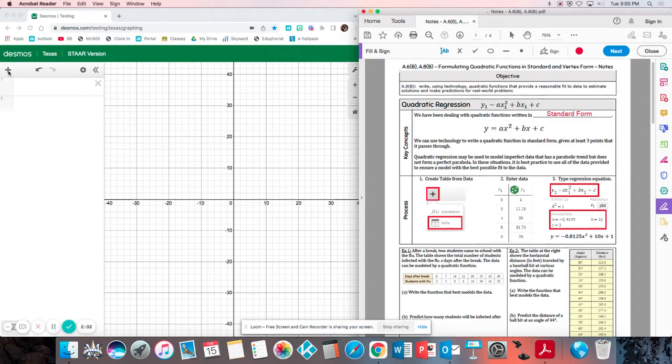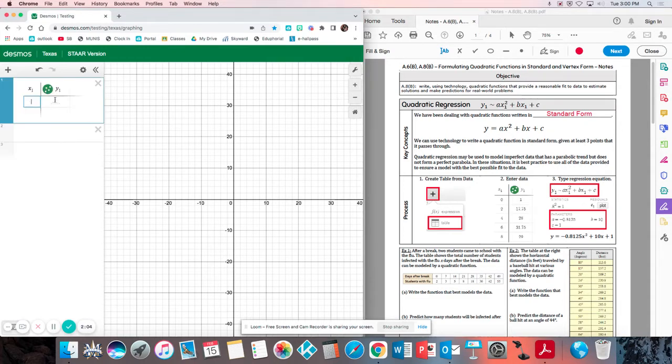In order to use the technology, first thing you do is I have some data that I'm going to use as a table in my calculator. Look over here, it's x1 and y1. Always pay attention to what you have over there, and type in the values. I'm going to type in the x values first.